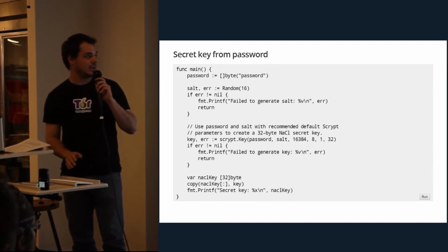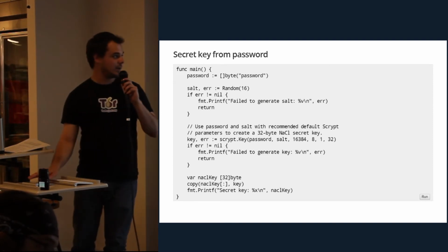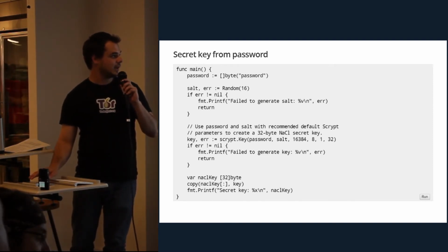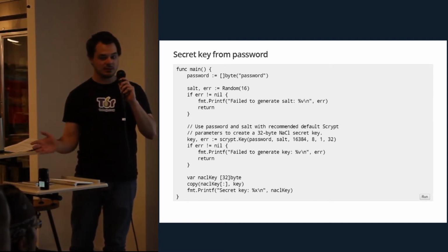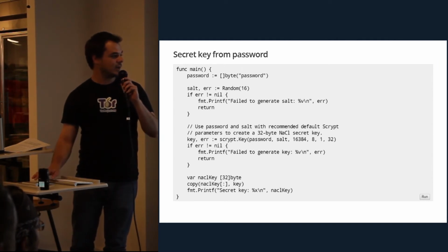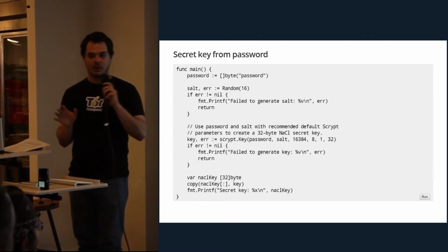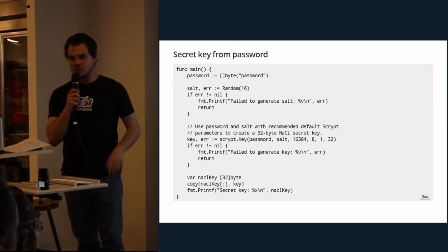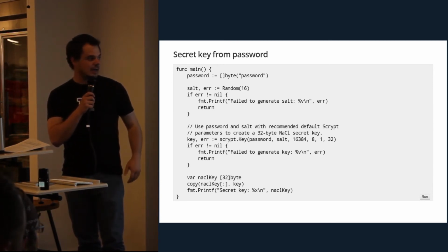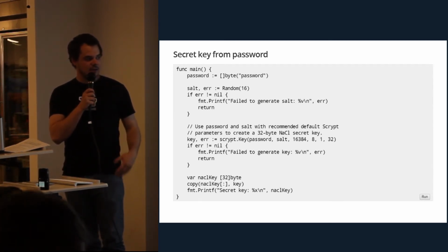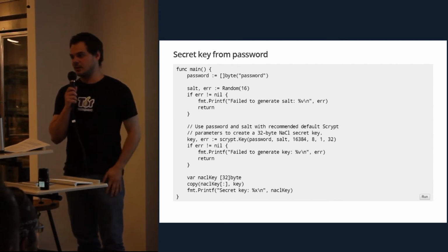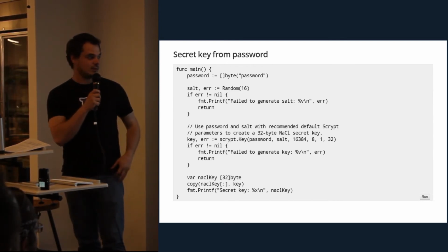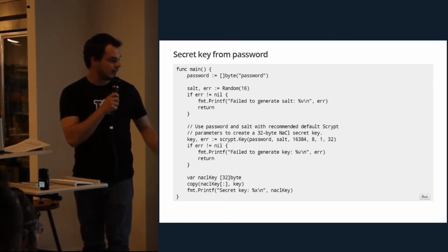And if you want to generate a secret key from a password, again, you have your cleverly chosen password, a random salt. I use 16 bytes here. And then we can call scrypt. And there are some default parameters, and there's more choices that you have for this. And the defaults are in the docs. You can also read the RFC if you are into that kind of thing.